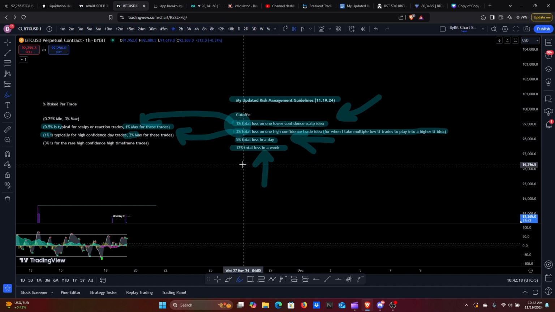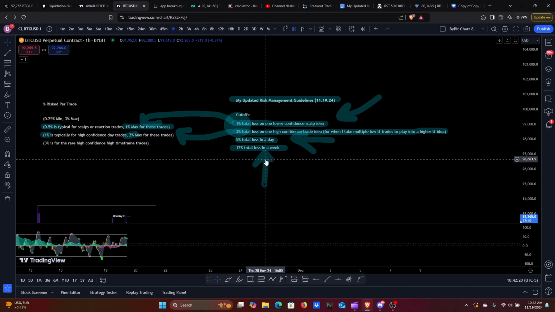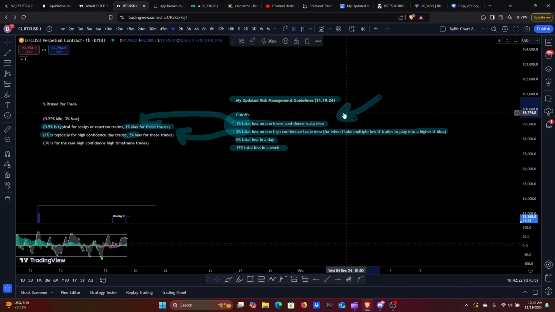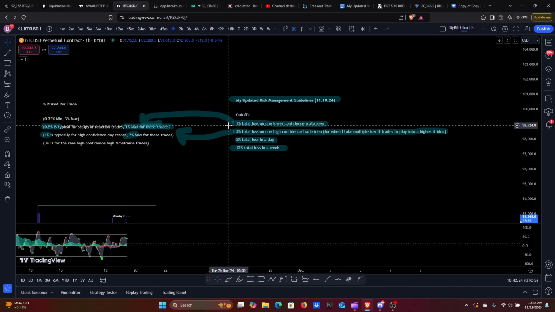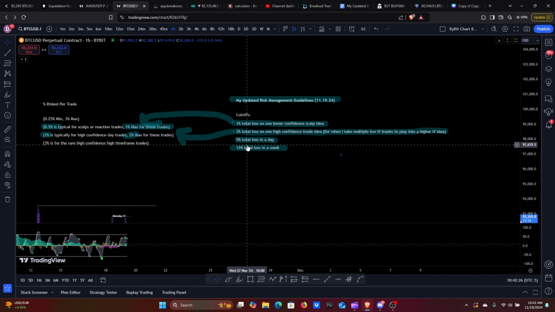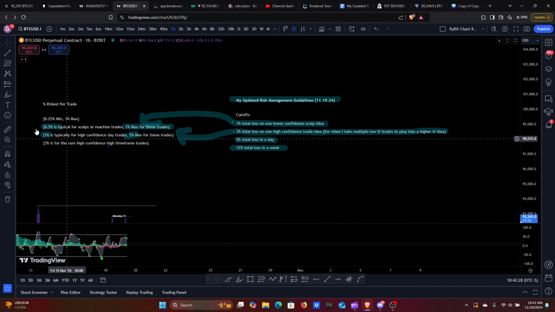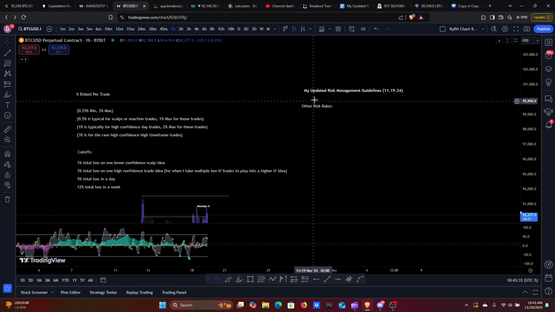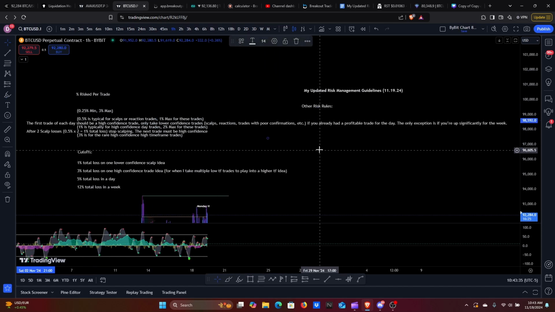It has not happened in a long time, but those rules are there for if and when it happens again, which I would be willing to bet that at some point I will take a 5% loss in a day or a 12% loss in a week, and when that happens I need to cut myself off. All right, now on to some other risk rules.